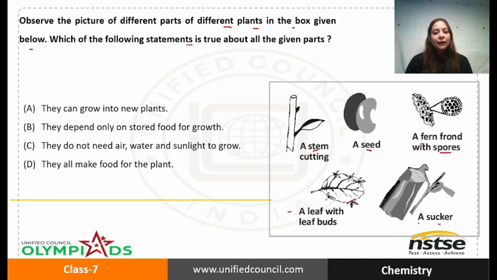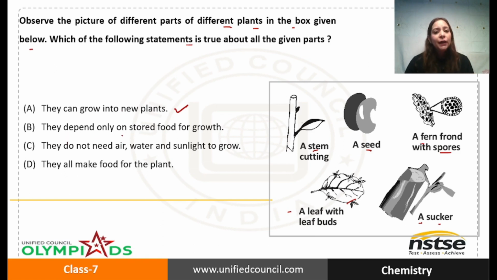Now a sucker, you know that a sucker is a slim portion, or a sprout, which arises from the base of the plant, maybe the base of the stem. And when it gets detached, it can develop its own roots, and that is the reason it can also form a new plant. Now the statement here given is, they can grow into new plants, and as we have already seen, all of them can form new plants. So this is true.